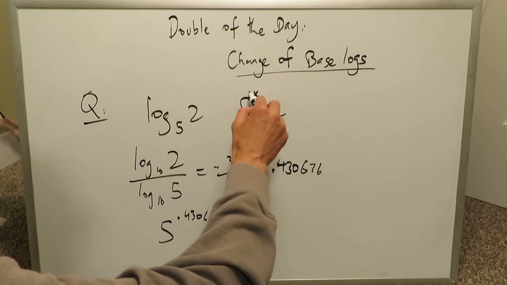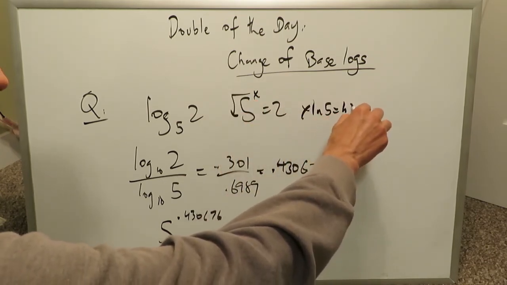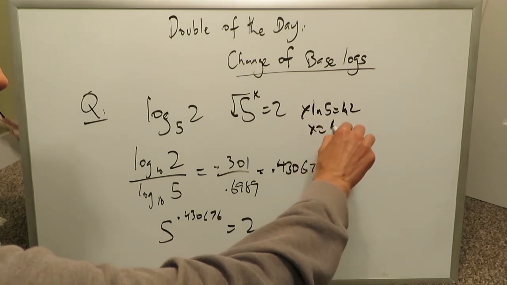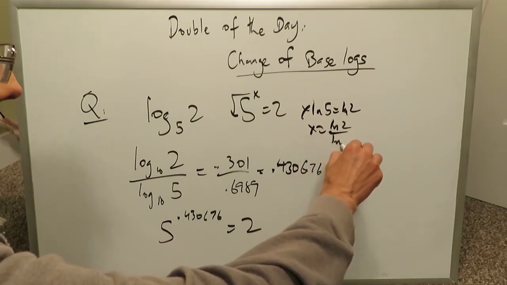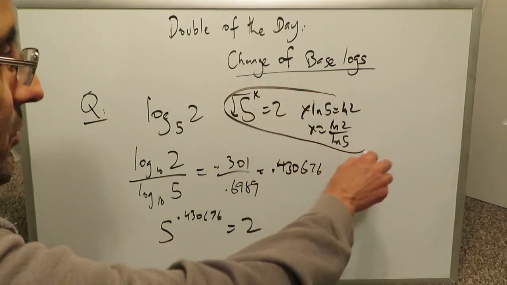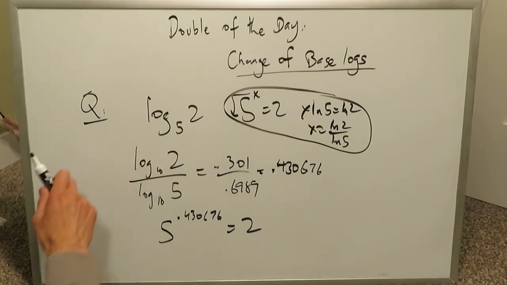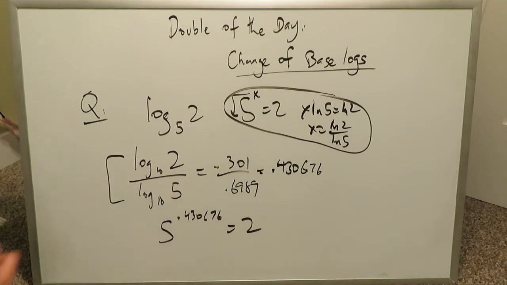You can bring the x over here. You can do x natural log 5 is equal to natural log 2, and then x is equal to natural log 2 over natural log 5. Here we're doing algebraic manipulation using properties of logs. But if you couldn't do this algebraic manipulation using properties of logs, then your only other option is to use the change of base logs formula, as you see right over here.